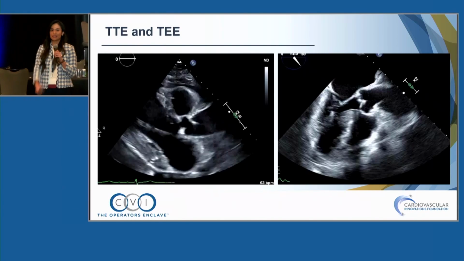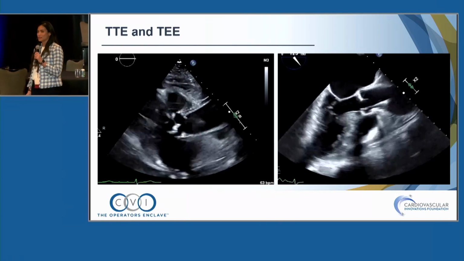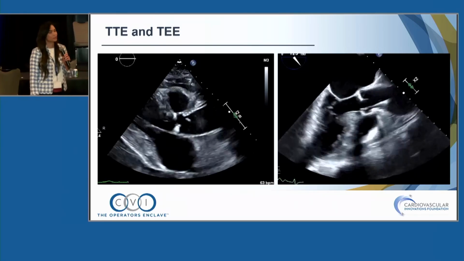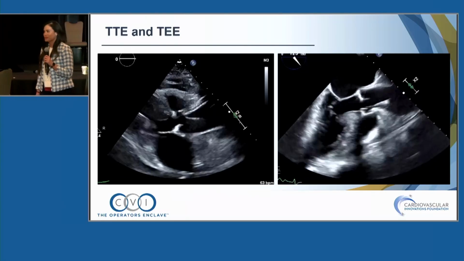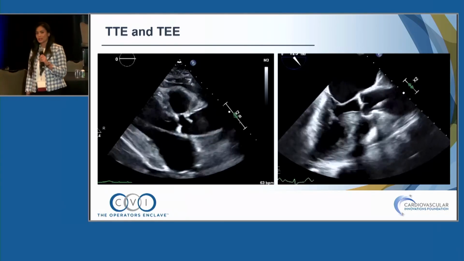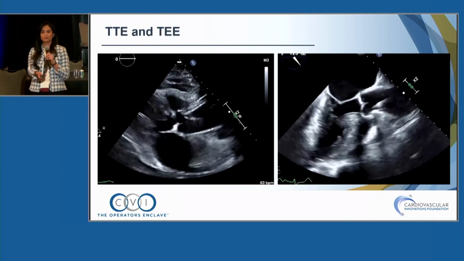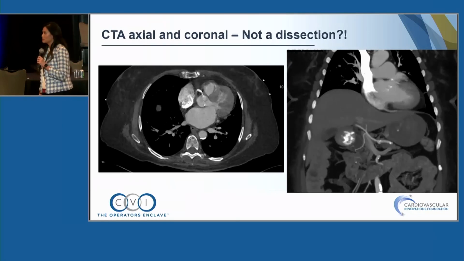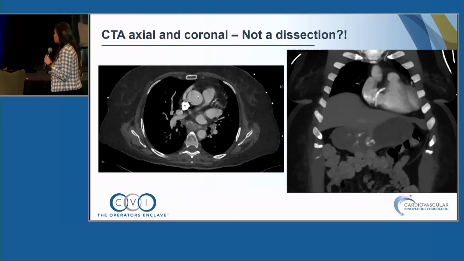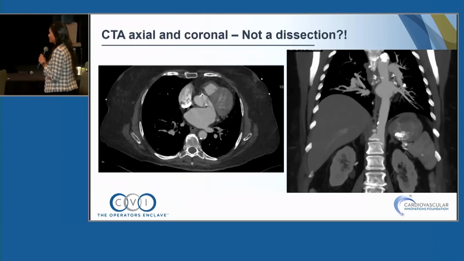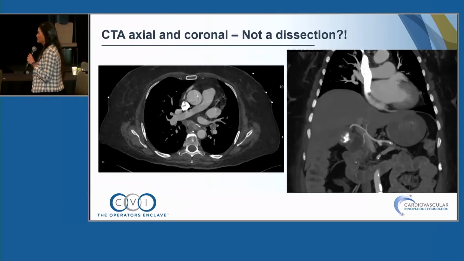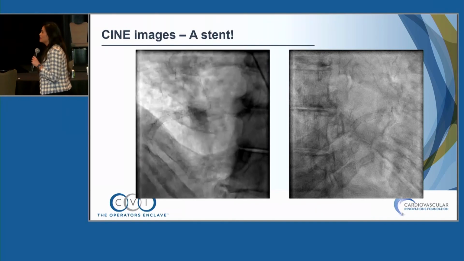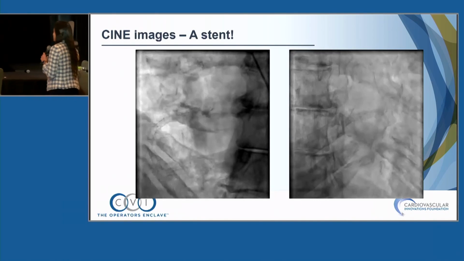Her TTE and TEE images demonstrated a linear echo density protruding from the right coronary cusp into the ascending aorta, concerning for a type A aortic dissection. CT surgery was consulted, and we got a CTHS for further evaluation. Her CTHS report did not mention a dissection, nor did it mention what we see here in these images, which is what we think is a segment of the RCA stent protruding out from the ostium into the ascending aorta. To confirm this, we brought the patient back to the lab and did cine images, which confirmed our suspicion.